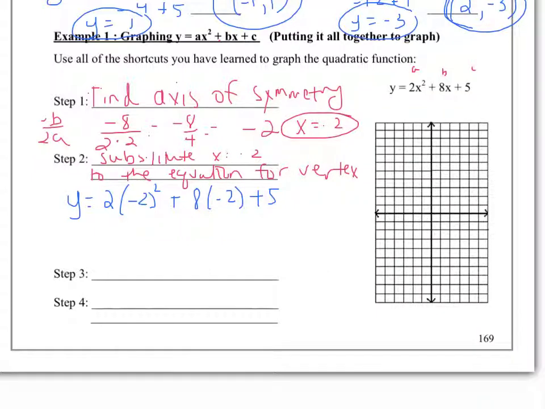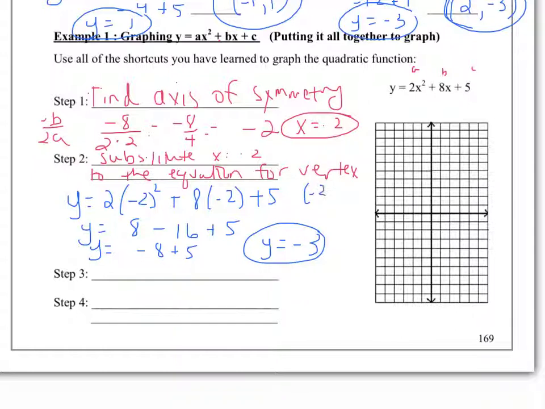Negative 2 squared is 4, and 2 times 4 is 8. 8 times negative 2 is negative 16, and plus 5. 8 minus 16 is negative 8, plus 5. And I get that y is equal to negative 3. So the vertex point is negative 2 for x and negative 3 for y.